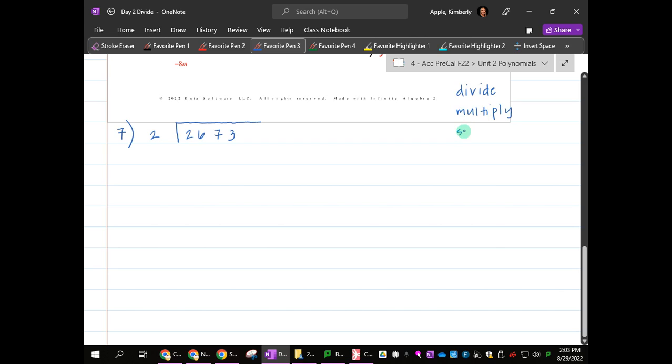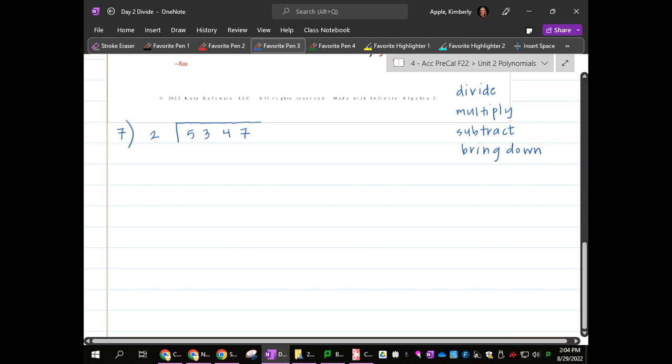Divide, multiply. Oh, man. Well, at least you know that. That means you did it. Good job. The answer is not important. The process is what I want to show you. So we're going to divide, we're going to multiply, we're going to subtract, and then we're going to bring things down. And that is the important thing that needs to be understood today.